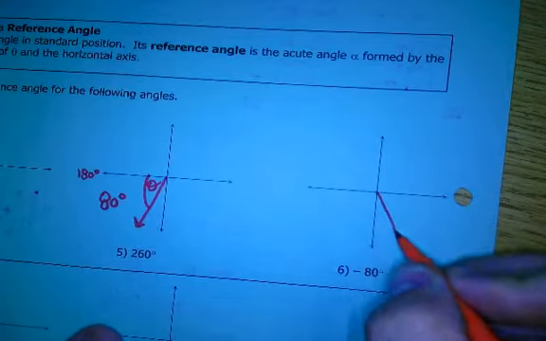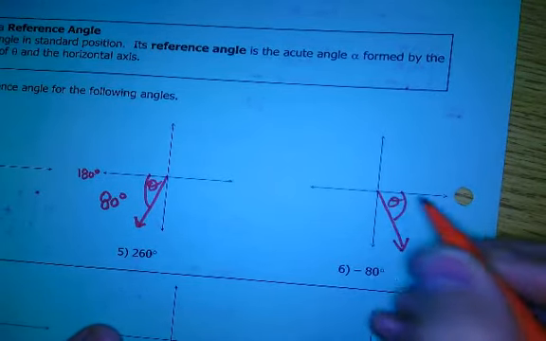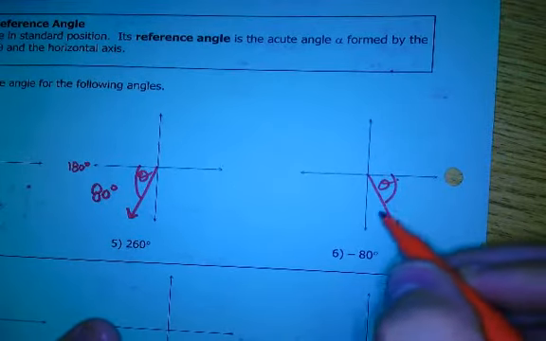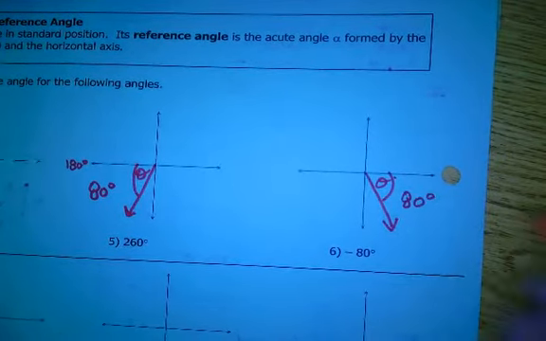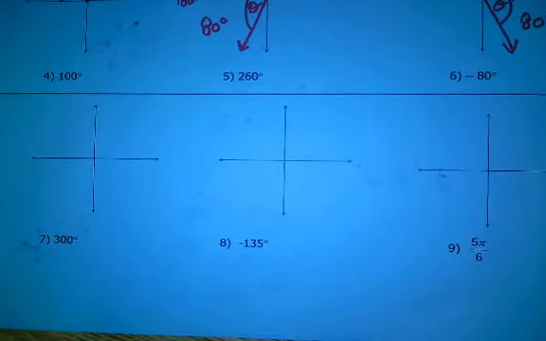So if we have negative 80, which is something like this, what is our reference angle? This one's a little bit simpler because we know we went down 80, so this reference angle has to be an 80. Isn't this so exciting? So go ahead and try these 3 on the bottom. Please pause the video and then resume it when you are done.